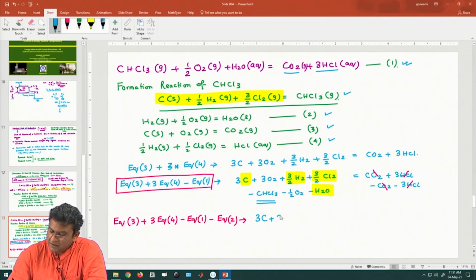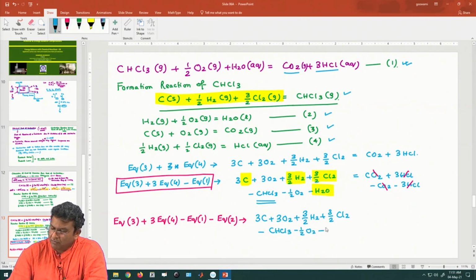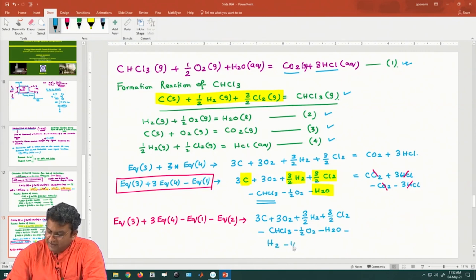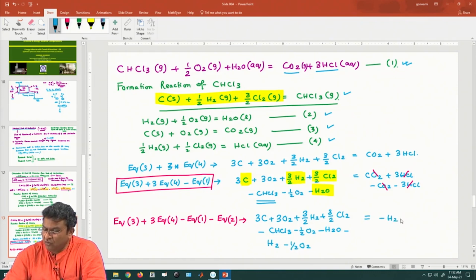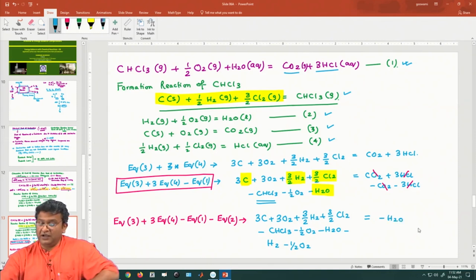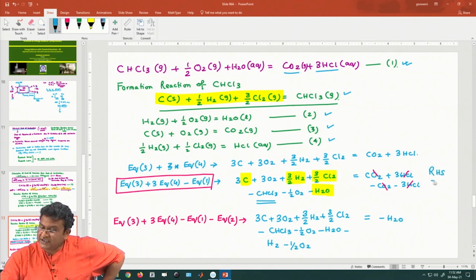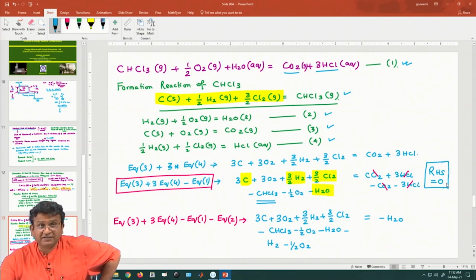3C plus 3O2 plus 3 by 2 H2 plus 3 by 2 Cl2 minus CHCl3 minus half O2 minus H2O minus H2 minus half O2, and what you get on the right hand side is minus H2O, because here you have 0, the RHS at this stage is 0, and from that you are subtracting equation 2, right. So, the right hand side is minus H2O.